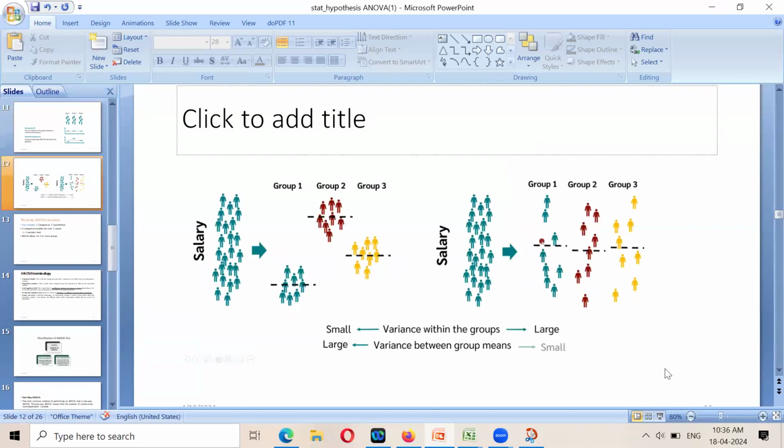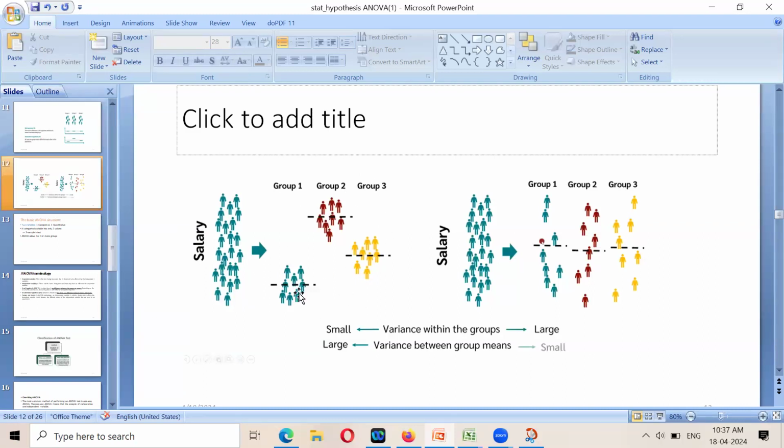Now, going deeper into this group variability concept, look at the first figure. Suppose one criterion here is salary, right? On this we have to study three groups, group 1, 2, and 3, and what their salary income is.